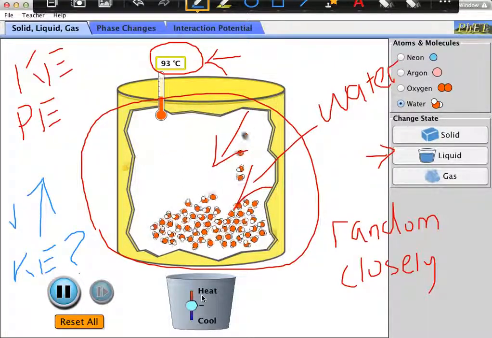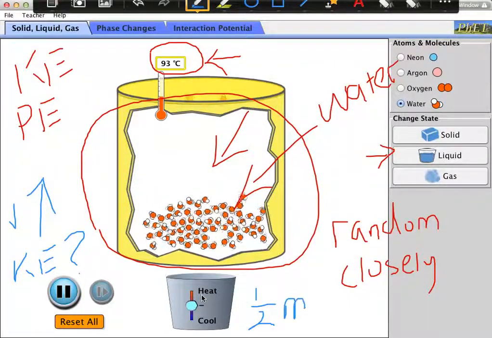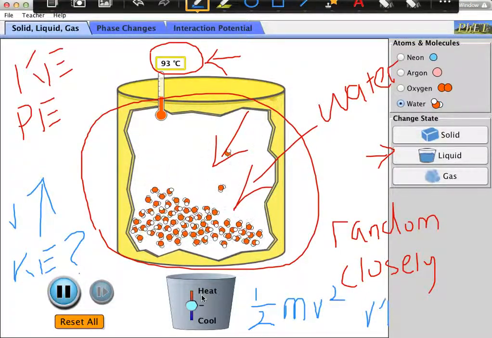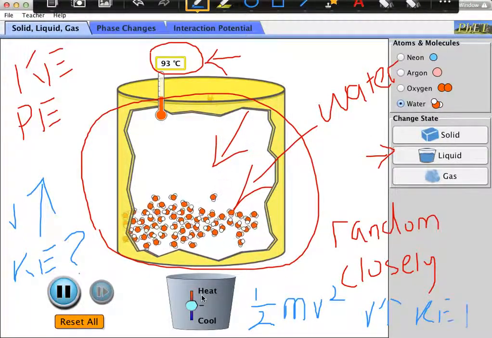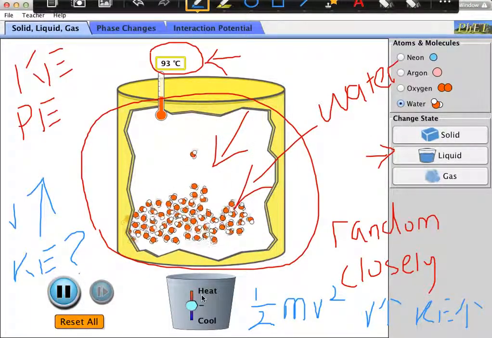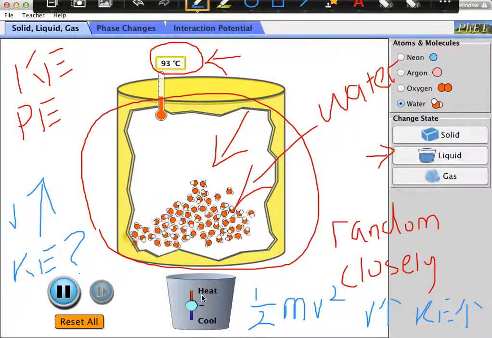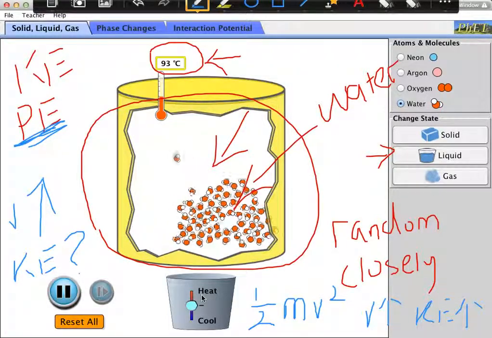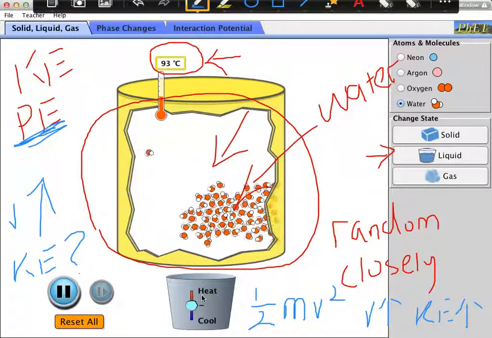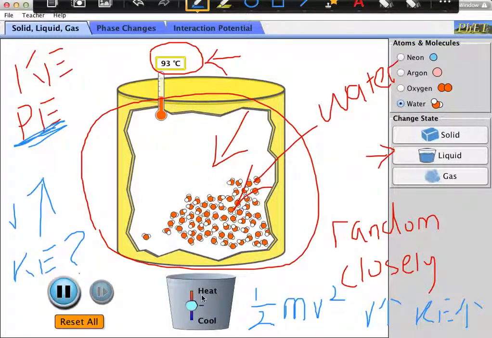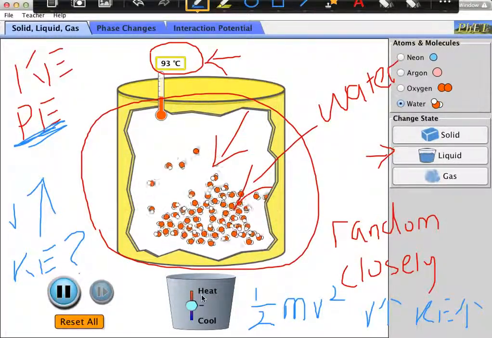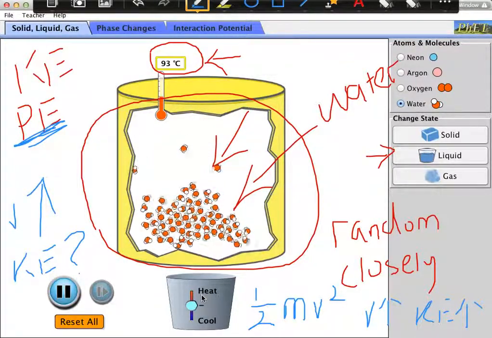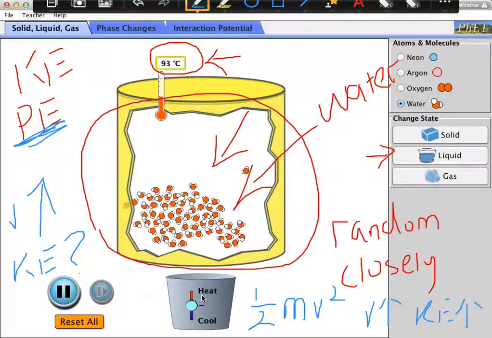In fact, the formula for KE is half mv squared. So when your velocity goes up, your KE will also go up. How about the potential energy? As we mentioned before, potential energy depends on the intermolecular bonds. If you look very carefully, are the water molecules still very closely packed? Yes, they are. So there's not much change in the intermolecular bonds, the potential energy.